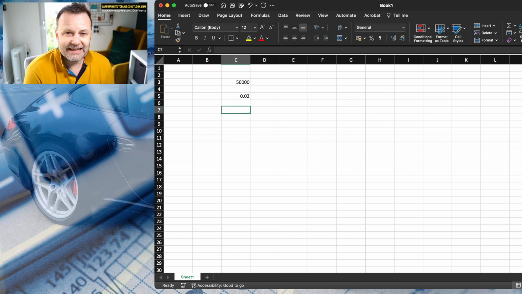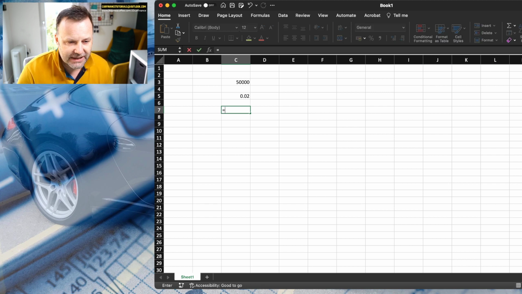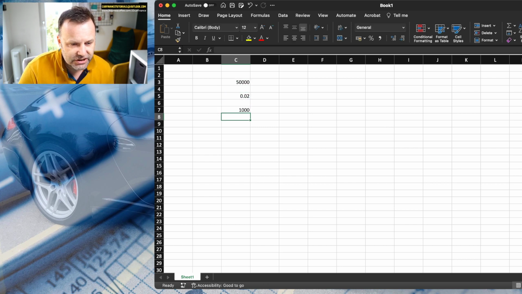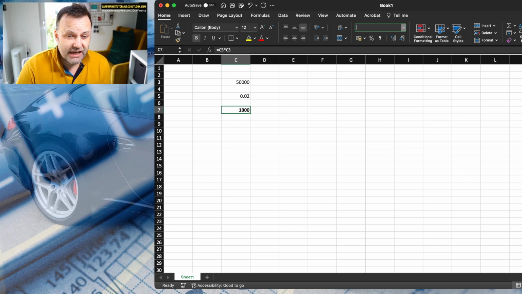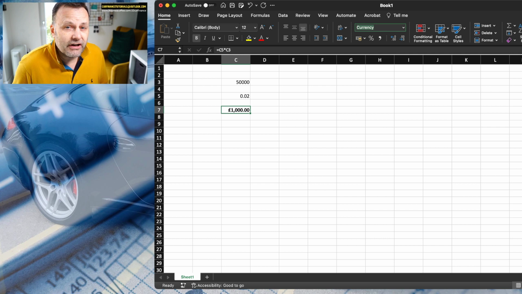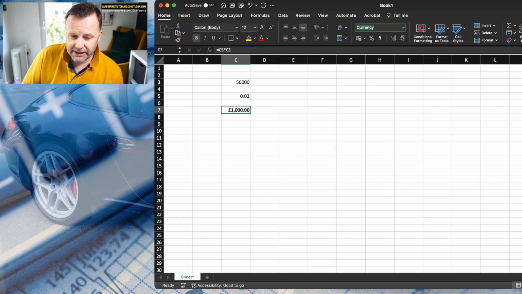How does that affect our taxable pay and our net income, if you like? Well, what we do, we take 2% of the P11D value, so we're going to do that multiplied by that, which gives us a taxable benefit of £1,000. So what does that mean? Does that mean that we pay £1,000 a year in tax? Well, no, it doesn't. What it means is £1,000 effectively comes off our tax code if we're paid through PAYE.